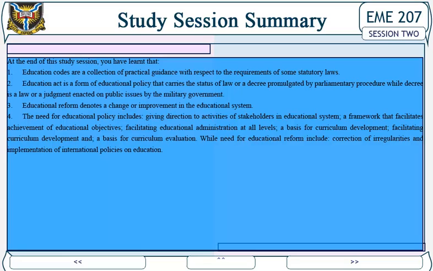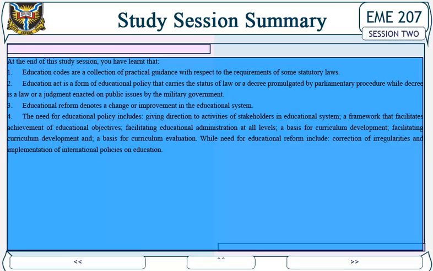Summary for study session 2. At the end of this study session, you have learned that: 1. Education codes are a collection of practical guidance with respect to the requirements of some statutory laws. 2. Education Act is a form of educational policy that carries the status of law or a decree promulgated by parliamentary procedure, while decree is a law or a judgment enacted on public issues by the military government. 3. Educational reform denotes a change or improvement in the educational system.